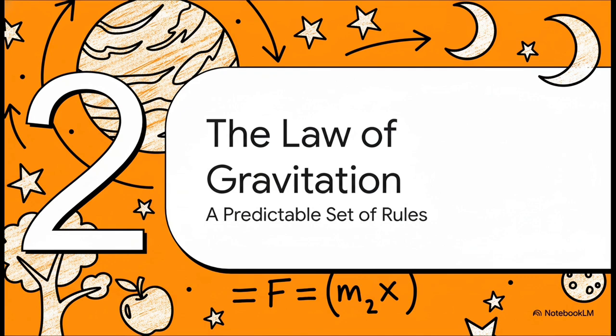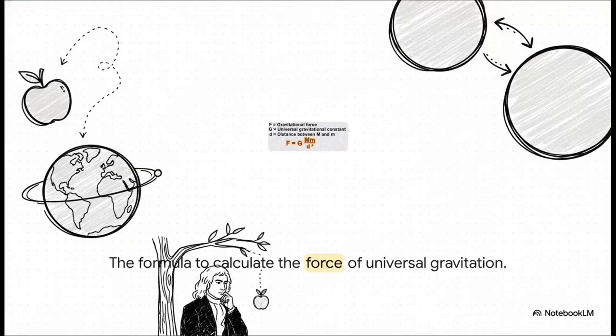Now, this universal pull isn't just chaotic or random. Nope, it follows a very specific and predictable rulebook, and we can actually calculate its strength, all thanks to something called the universal law of gravitation. And here it is. This is the famous formula that Isaac Newton worked out. You can think of it as the mathematical recipe for gravity.